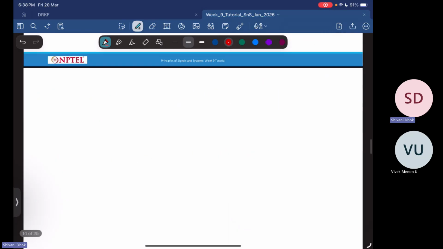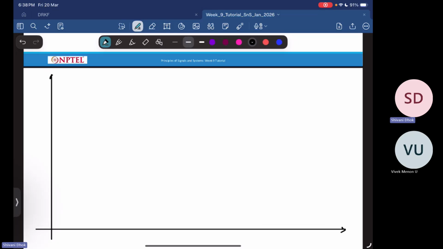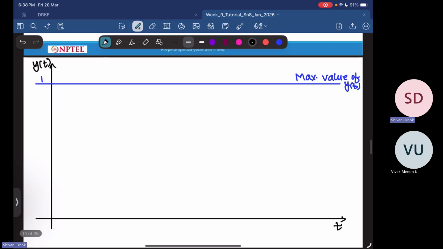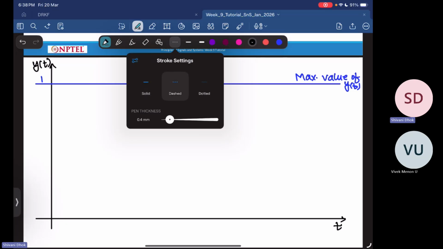So how do these outputs look like? Let's quickly try to understand that. So you have your output. This is, let's say, your time. And let's say without loss of generality, the maximum value of this particular output signal is 1. So let's say 1 is the maximum value of output. This is your y of t, this is your t. So what is 10% of 1? It is 0.1.